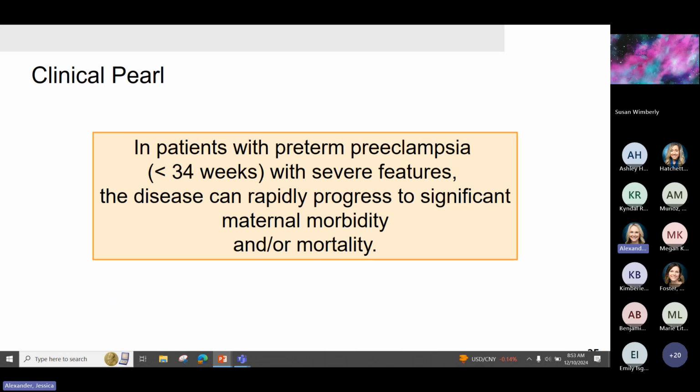The pearl here is that patients with preterm preeclampsia, less than 34 weeks with severe features, can rapidly progress to significant maternal morbidity and mortality. I think if you've been in the field very long, you've seen this. When it's the really early onset of preeclampsia, it has a tendency to be more rapidly severe than this slow progression we see later in the third trimester.